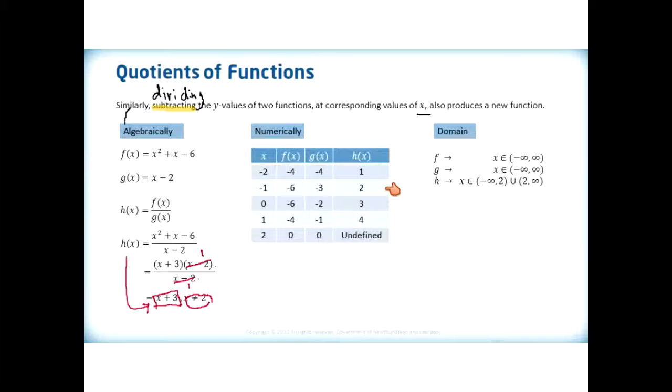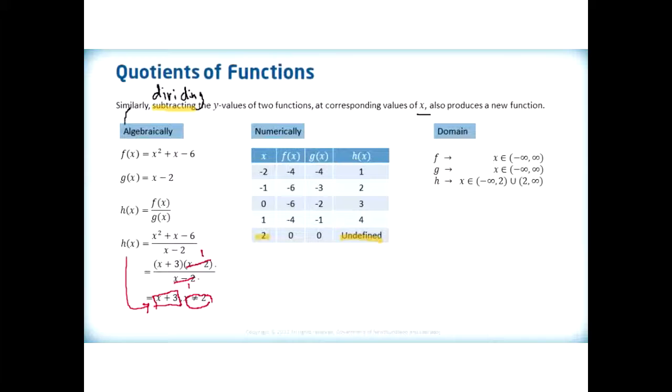H of x is going to be equal to 2 here. Why? Well, because at x equals -1, we had f was -6 and g was -3. So the quotient of those, -6 divided by -3, is +2. And the one thing that we should be careful of down there, and we'll take note of it again, is one more time, when x is equal to 2 over here, we notice that g of x and f of x both have a value of 0.